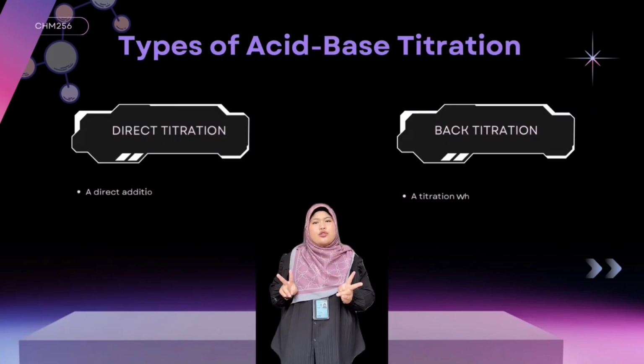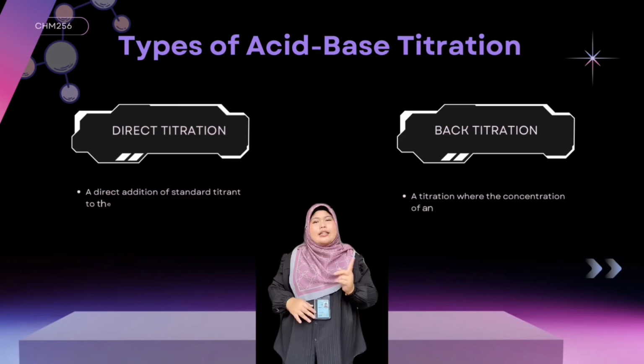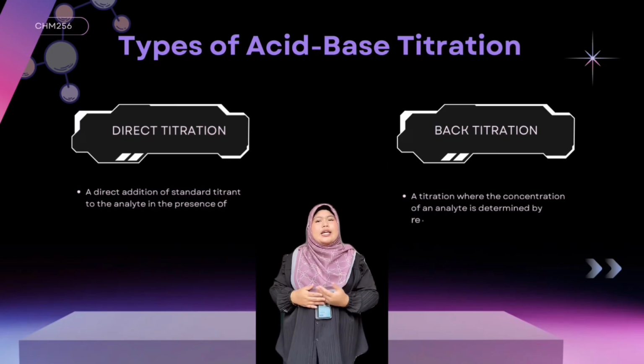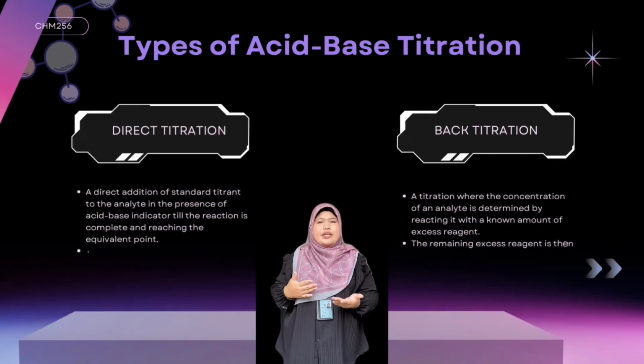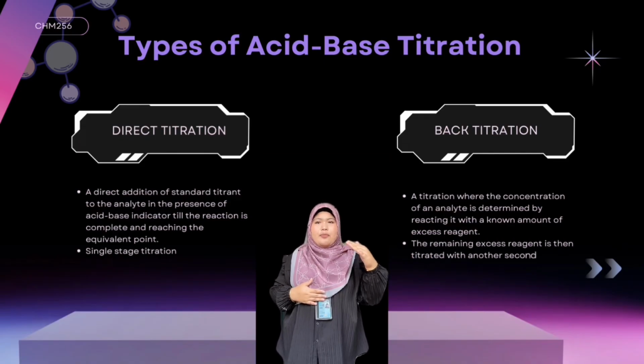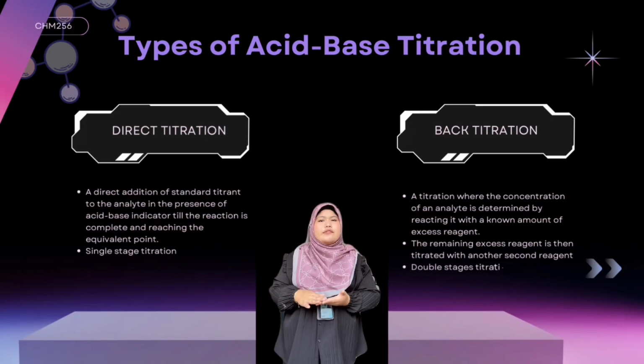Next, let's compare the two main types of acid-base titration. The first one is direct titration. A direct titration is the direct addition of standard titrant to the analyte in the presence of an acid-base indicator till the reaction is complete and reaching the equivalence point. Direct titration only involves single-stage titration.